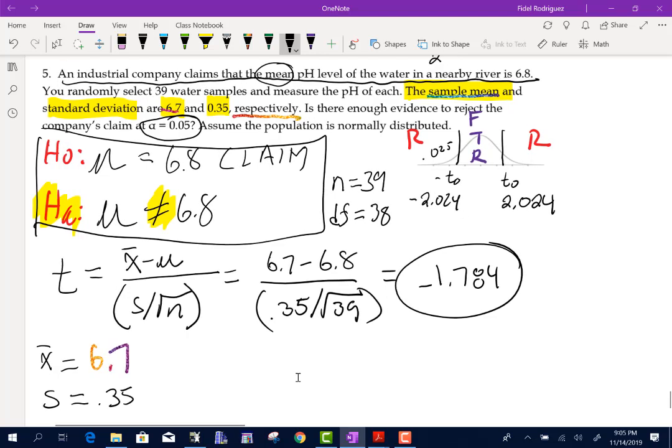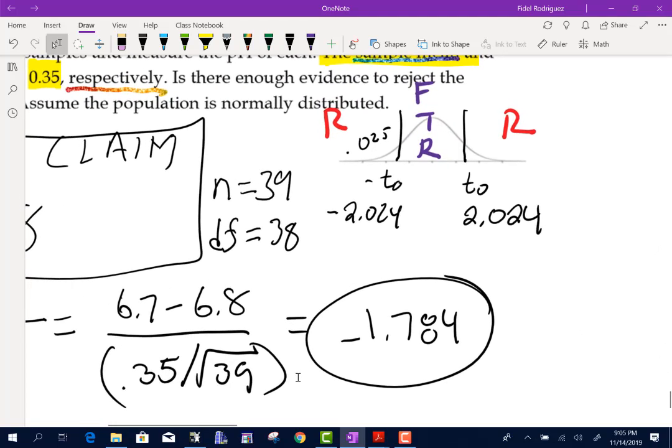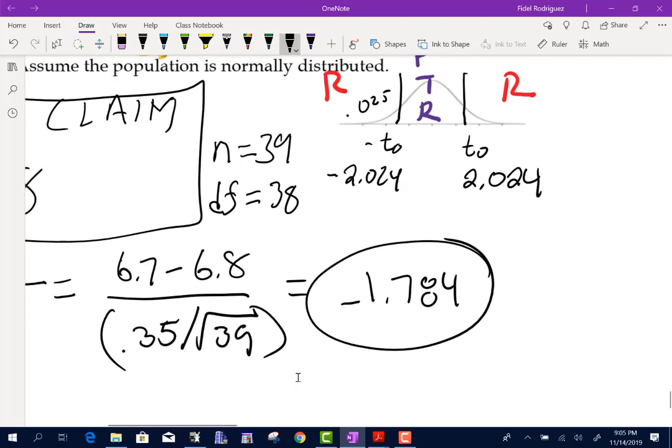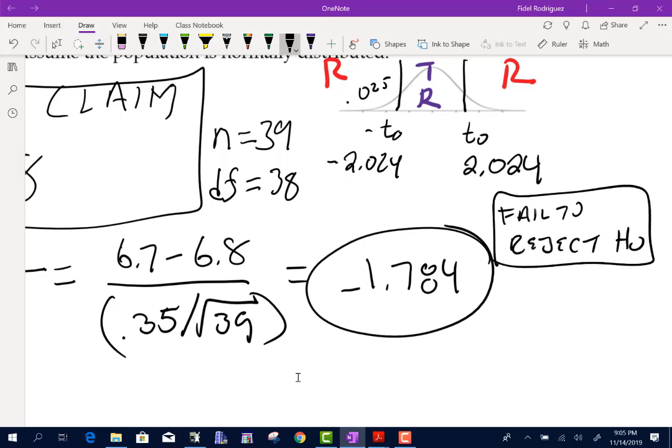Okay. Guys, where would that number fall? Everybody agree that that number is going to fall somewhere in this region here? Right? Because we're going to be between those two numbers. So what we're going to say now is we're going to fail to reject the null. Okay. I'm failing to reject the null.